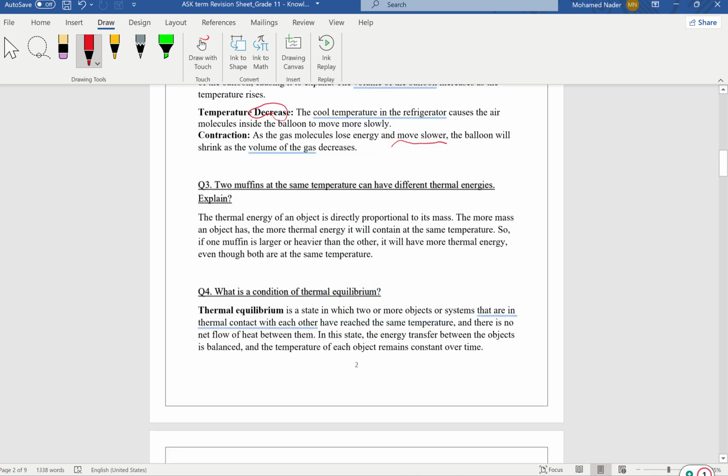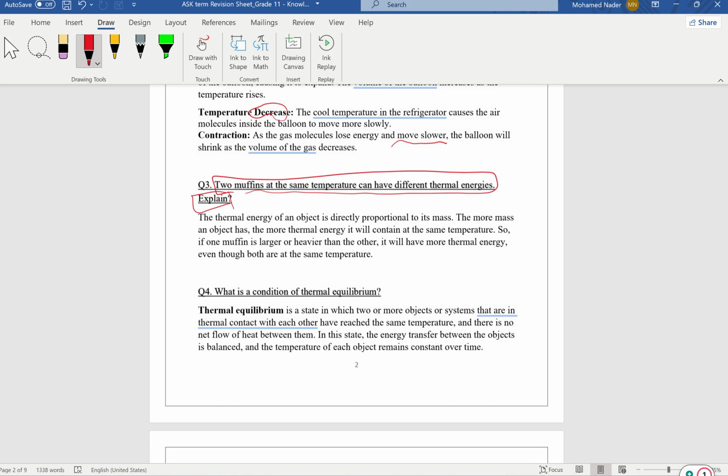Another question: how can two muffins at the same temperature have different thermal energy? Simply, even with the same temperature and the same specific heat, if they have different size or different mass, the total amount of heat absorbed by each one will be different. Imagine a small muffin and a big muffin. Each will have a different thermal energy due to the mass, which is one of the most important parameters for measuring thermal energy.